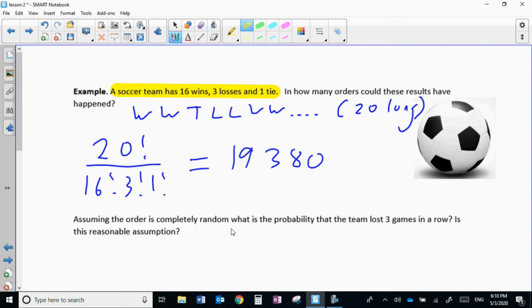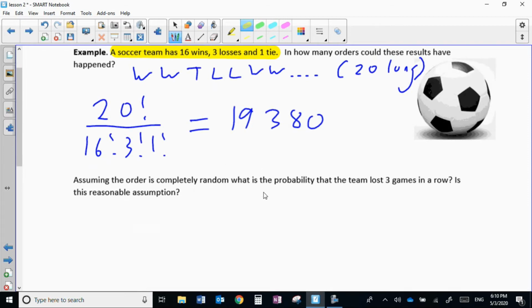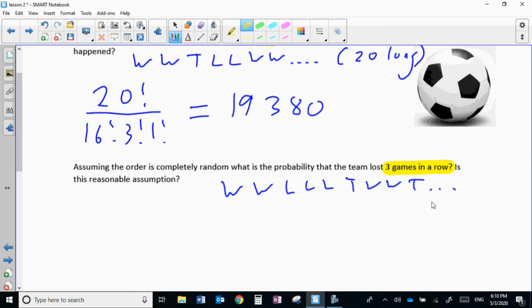Now we could move on to this next question, which is a little bit more difficult. Assuming the order is completely random, what is the probability that the team lost 3 games in a row? Well, now you're basically saying we're only interested in outcomes where the 3 losses appear together. So just like before, we can treat the 3 losses as if they're now 1 character instead of 3. And so instead of having 20 games, it's like we have 18 games, where 16 of those symbols are all wins. And so we divide by 16 factorial.